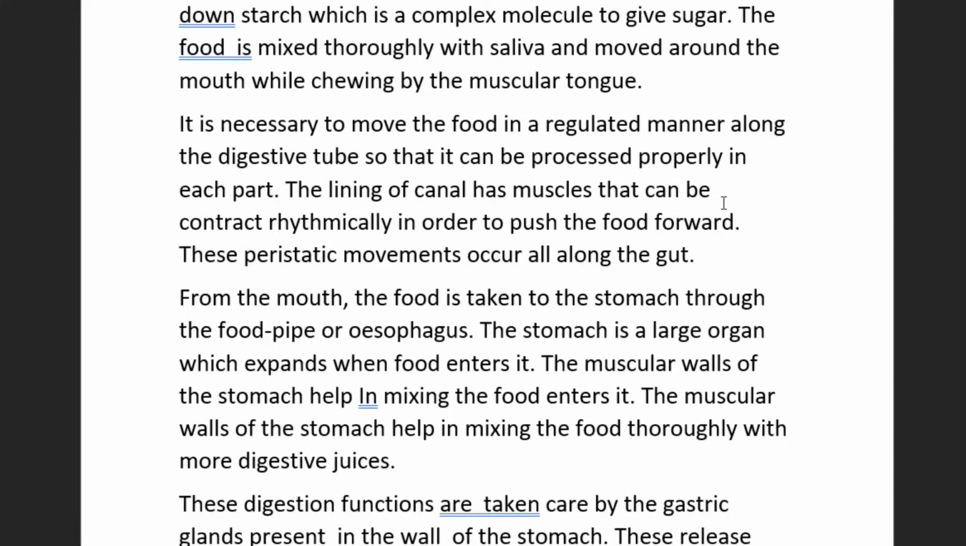It is necessary to move the food in a regulated manner along the digestive tube so that it can be processed properly in each part. The lining of the canal has muscles which contract rhythmically in order to push the food forward. These movements are called peristaltic movements, and they occur all along the gut, or the alimentary canal.